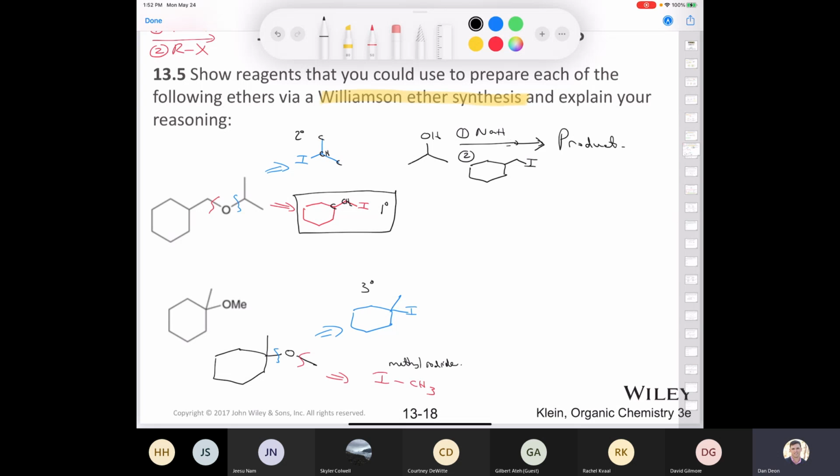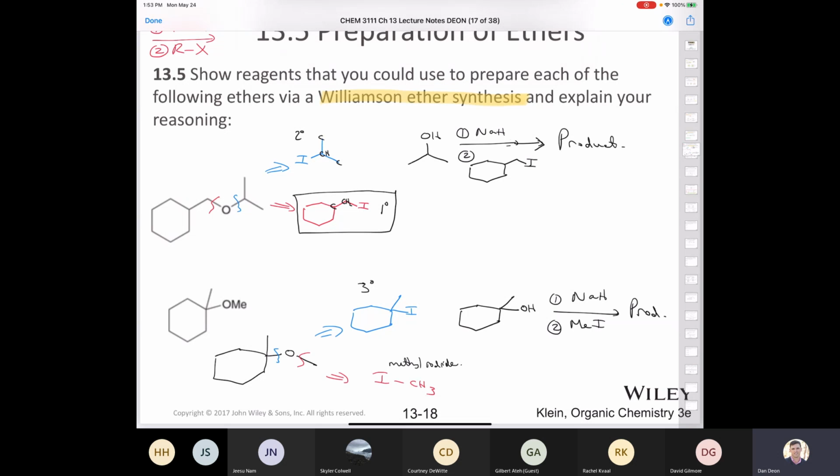And this is just a tertiary alkyl halide. So that's only going to give you elimination. And so our synthesis would look something like this. We'd start with the tertiary alcohol, like this. In the first step, we treat it with our base, sodium hydride. And then in the second step, we would treat it with methyl iodide. And then we'd end up with our product like that.